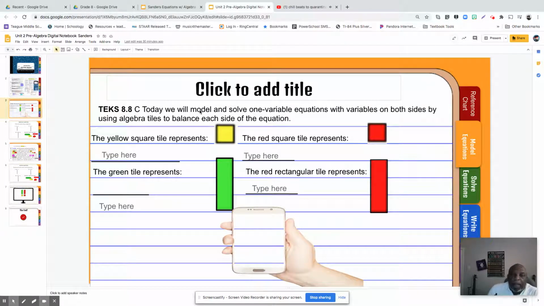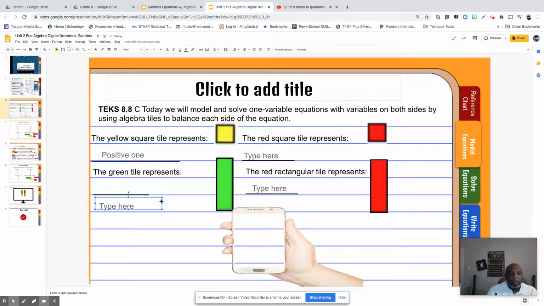Today we're going to learn how to model and solve one-variable equations with variables on both sides by using algebra tiles to balance each side of the equation. We have these little tiles here. The yellow square tile represents, and you're going to type in here, one positive unit. So I'm going to say positive 1. And then the green tile, it represents, I'm going to put that right here for this blank.